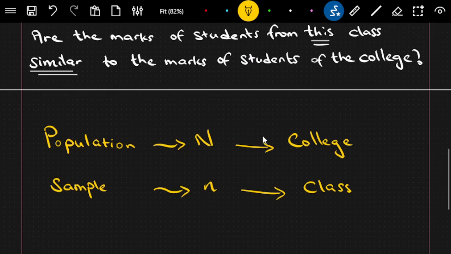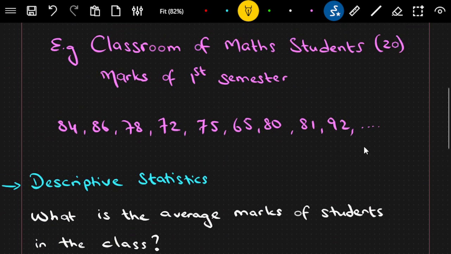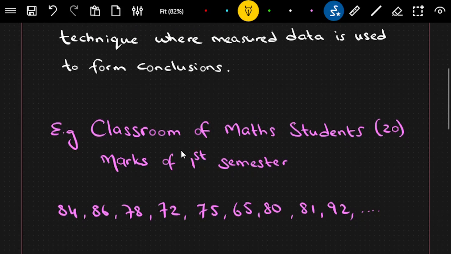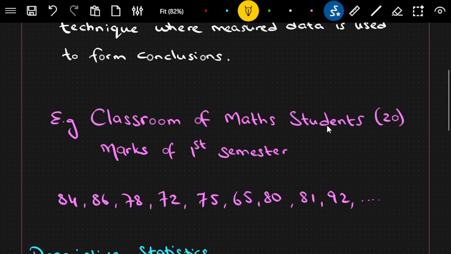So I hope you get an idea of the types of statistics, with the example I gave you about the marks of math students in a classroom.